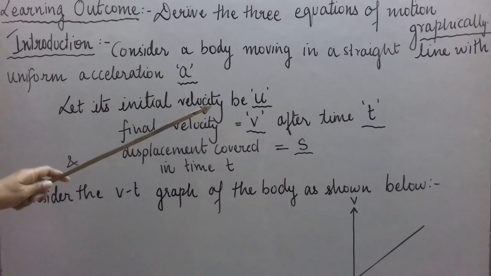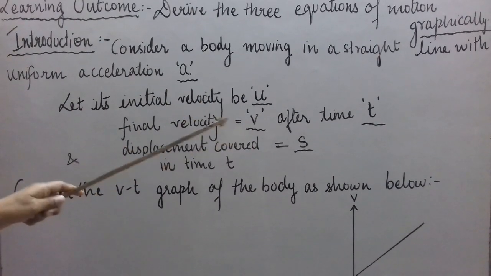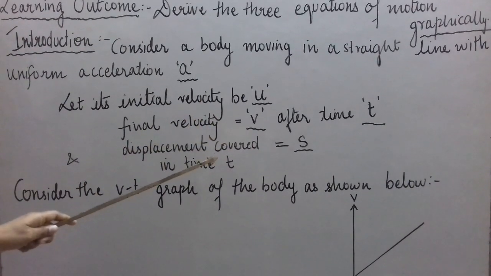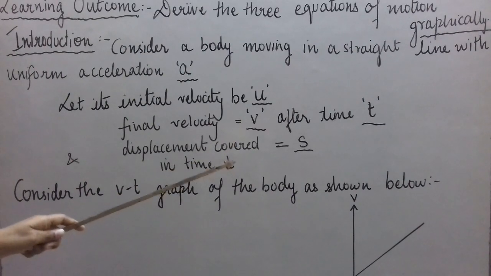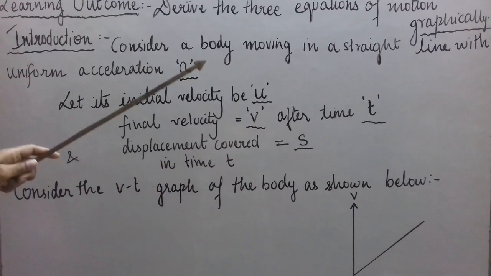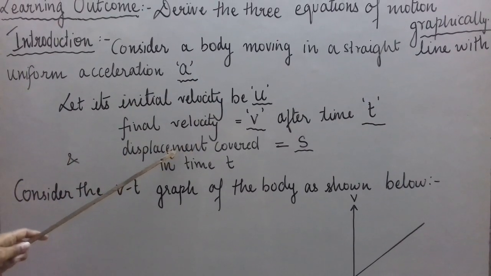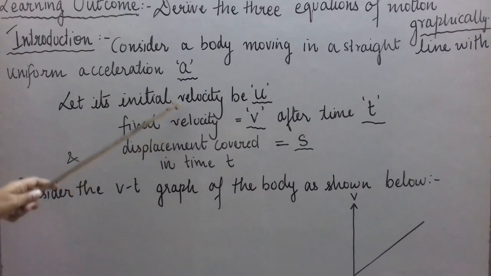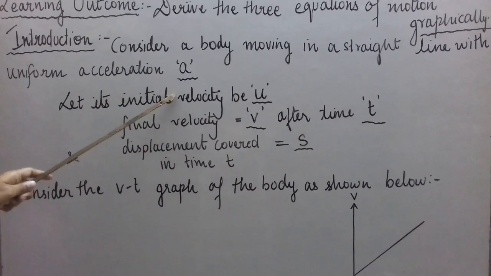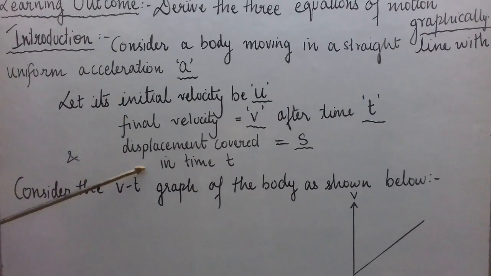A is the uniform acceleration of this body which is moving in a straight line. u is its initial velocity, that is at time t equal to 0, and after time t velocity is v, and s is the magnitude of displacement covered, or I can also say distance covered in time t, as the body is moving in a straight line. Distance or displacement, both words can be used here, and here also speed and magnitude of velocity, anything can be used. Okay, so this is the introduction part.